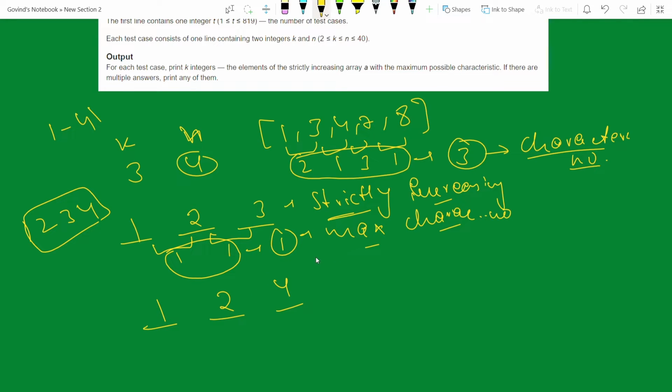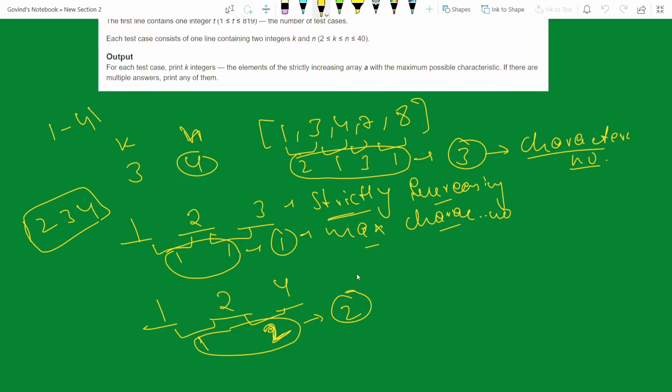Let's see how much characteristic number we are getting. What is the characteristic number? The difference is 1, then the difference is 2. Now how many distinct elements are here? The distinct elements are 2, so its characteristic number will be 2. So from here we get that we need the maximum characteristic, and we get that only by taking distinct differences, and the distinct differences should be as many as possible.